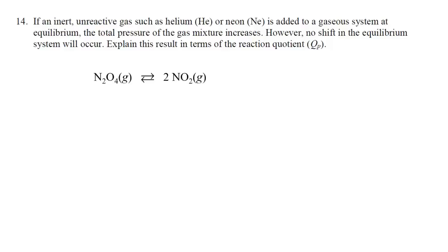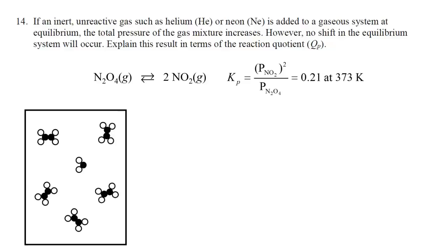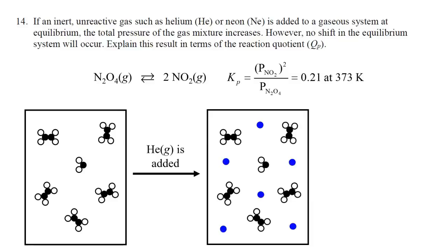So I'm going to go ahead and go back to that system that we had looked at earlier with 1 mole of N2O4 on the left and 2 moles of NO2 on the right. So we have a Kp that's 0.21 at 373 Kelvin, and I'm going to draw a particle diagram representing a mixture of N2O4 and NO2, and let's assume that we are already at equilibrium with this particle diagram. Now, if additional helium is added, I'm going to represent the helium particles in blue on this slide.